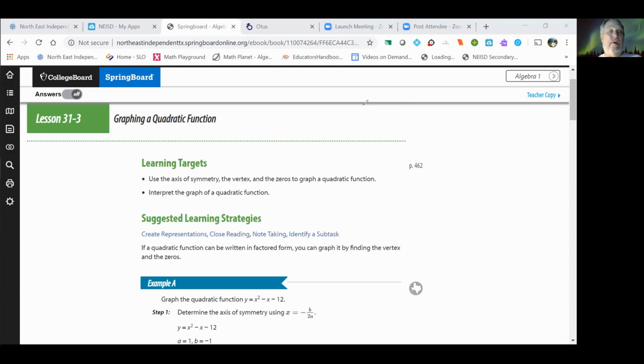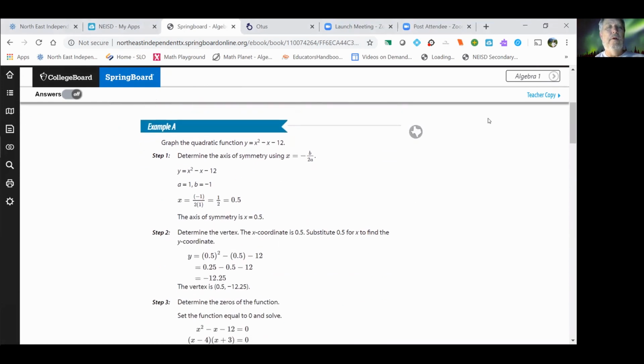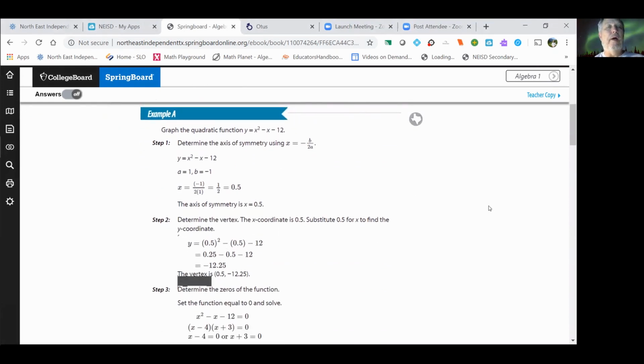If a quadratic function can be written in factored form, you can graph it by finding the vertex and the zeros. All right, so example A. Example A is in standard form. So therefore, we can graph it using the vertex and the zeros. We're going to do that step by step.